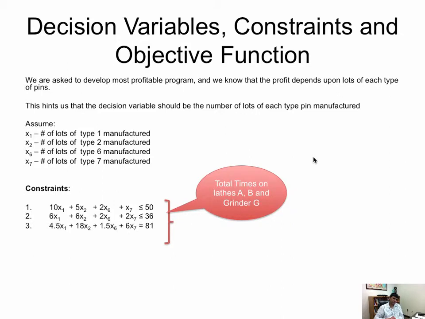And for grinder G, we have 4.5x1 plus 18x2 plus 1.5x6 plus 6x7 is equal to 81. So this is something that we should note, because we were told that we want to use all of the time available on the grinder. So we are not saying less than or equal to, we are saying equal to.